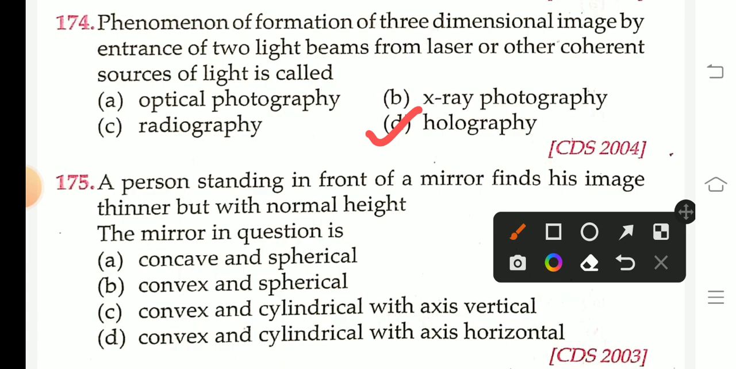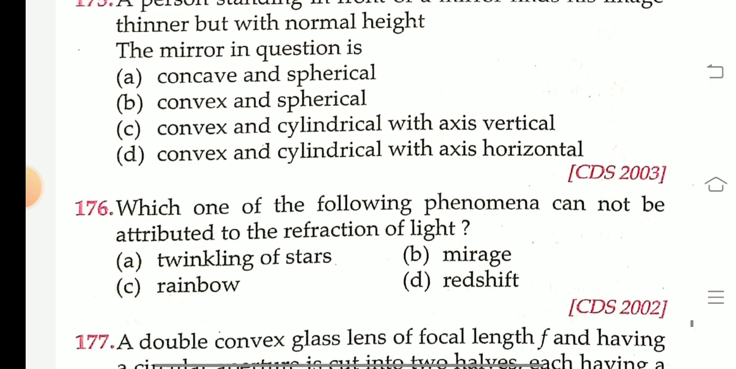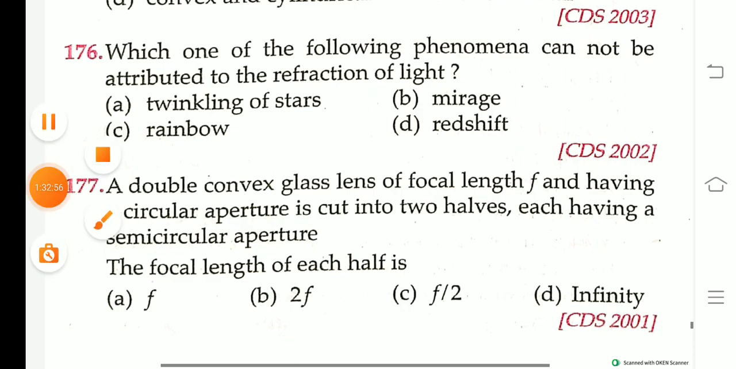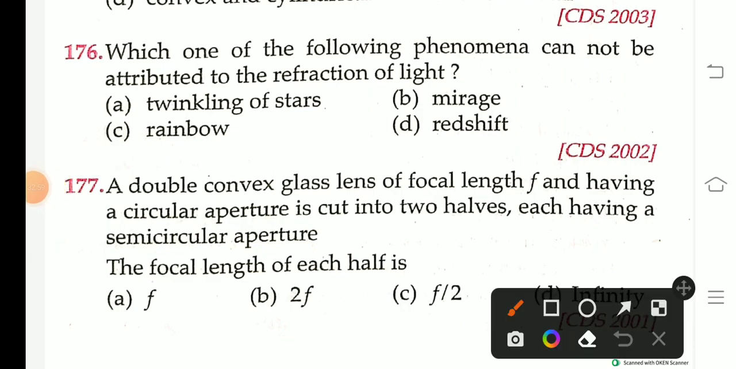Next, a person standing in front of a mirror finds his image thinner but with normal height. The mirror in question is. Right answer option C. Convex and cylindrical with axis vertical. Next, which one of the following phenomena cannot be attributed to the refraction of light? Right answer will be option D. Redshift.